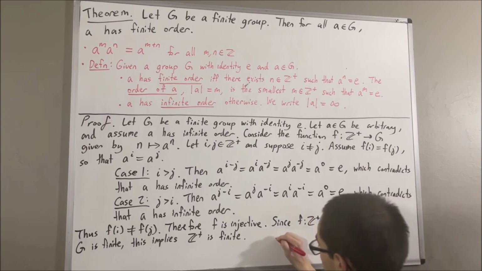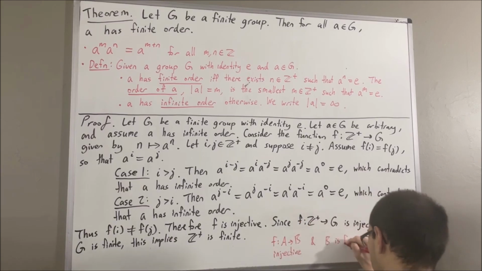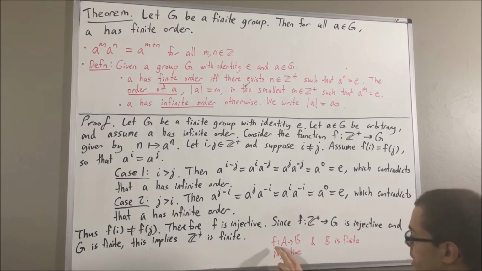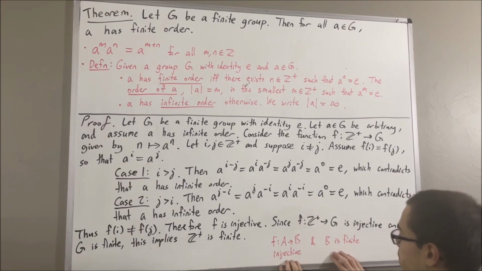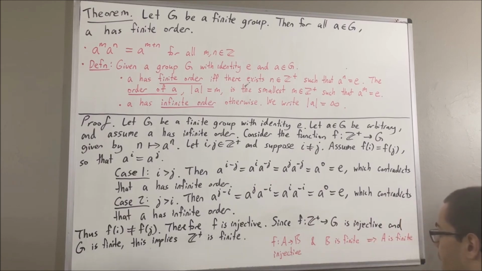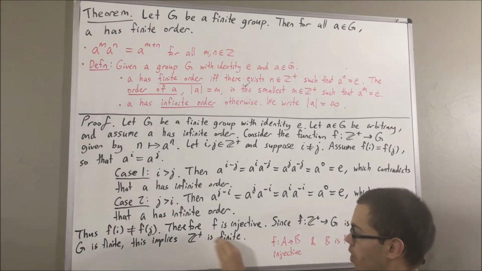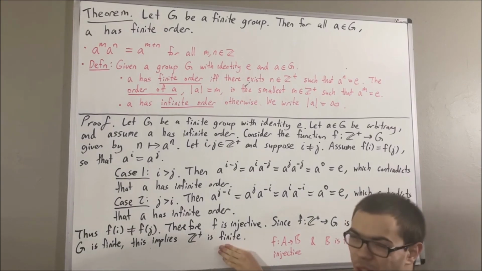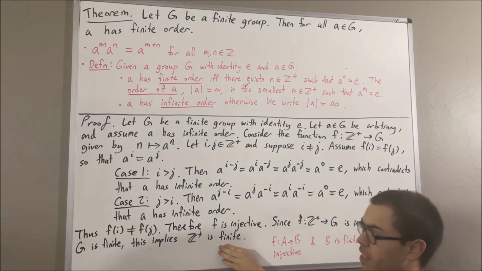Because in general, if we're given an injective function f from A to B, and we're given that B is finite, then these two facts imply that A is finite. And in fact, the number of elements in A is less than or equal to the number of elements in B. So this is the reason why we obtain that the set of positive integers is finite, but this is absurd because we know that the set of positive integers is infinite.